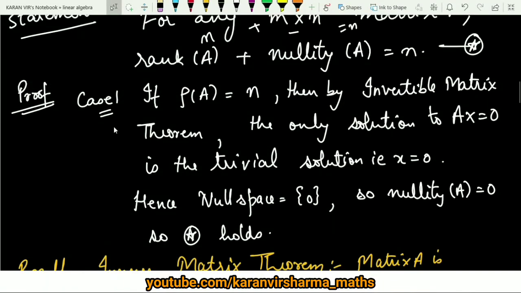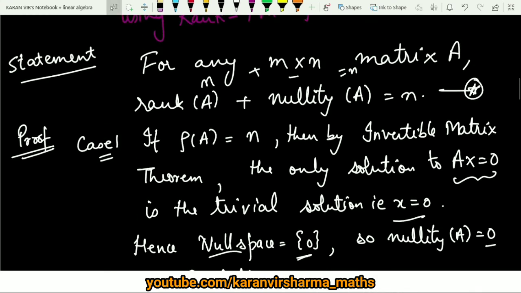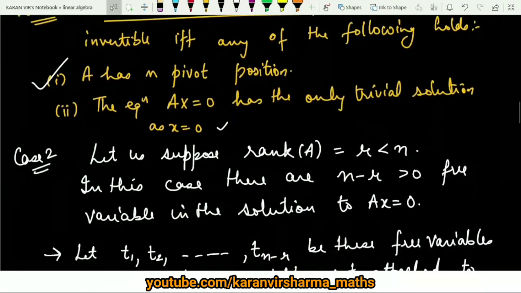So by the invertible matrix theorem, the only solution to Ax equals 0 is the trivial solution, that is x equals 0. And if x equals 0, it means the null space contains only the 0 element. So the nullity is 0, and hence star, which I have marked as the equation, holds trivially. So the important one is the second case.